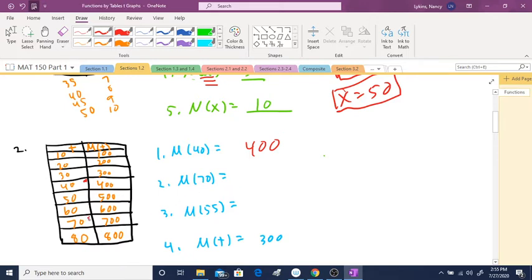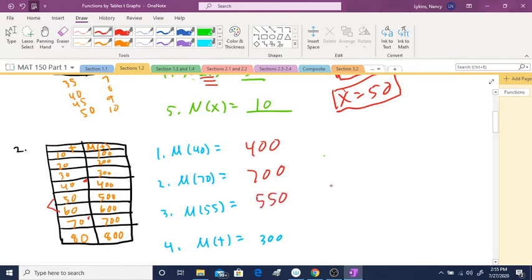Okay, what about 70? Well, 700. What about 55? Now that's a trick one, because we're thinking, okay, what's it going to be? It's going to be 555? So we need to think about this. Well, I'm looking right here. 55 is between 50 and 60. So my answer is between 500 and 600. 55 is right in the middle. So what's the number in the middle of 500 and 600?